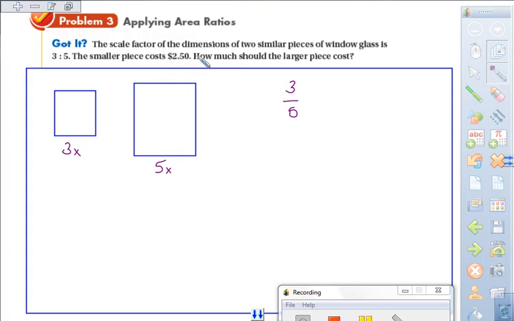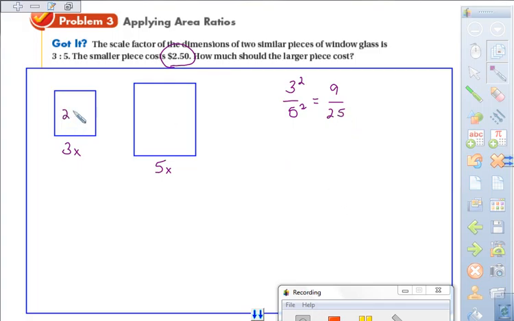The cost of glass. Well, when we're buying glass, we're buying it in square feet. So this number revolves around area. So I'm not worried about my 3/5. I'm worried about the ratio that we use when we compare areas. So I want to look at my 9 out of 25.